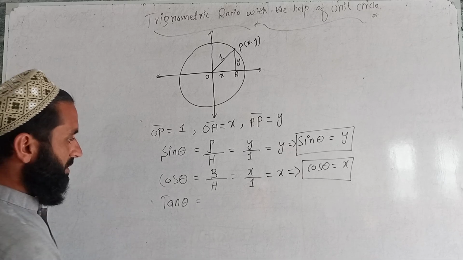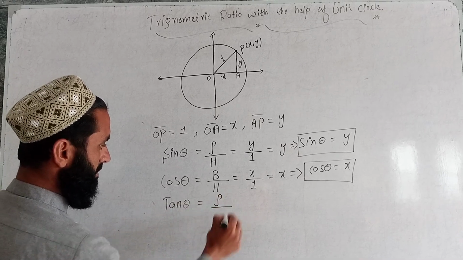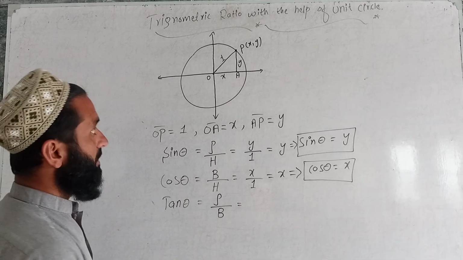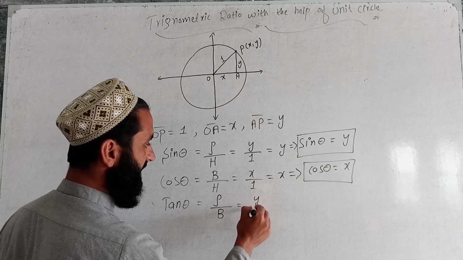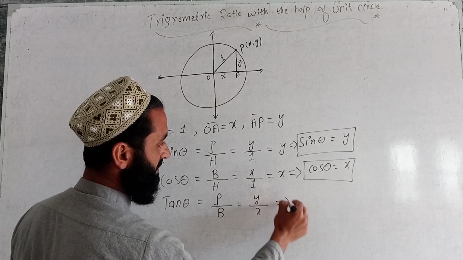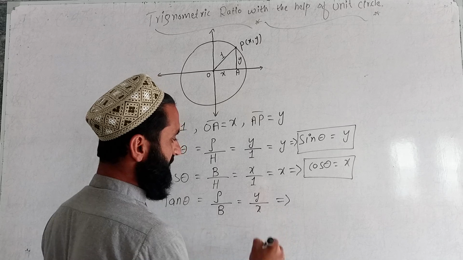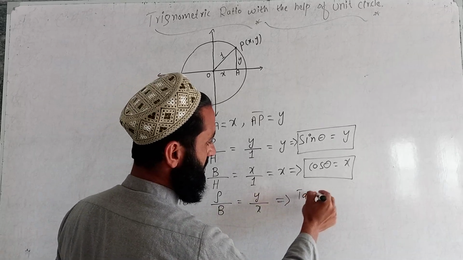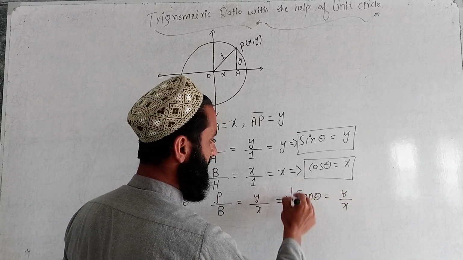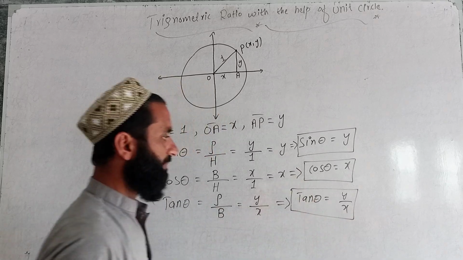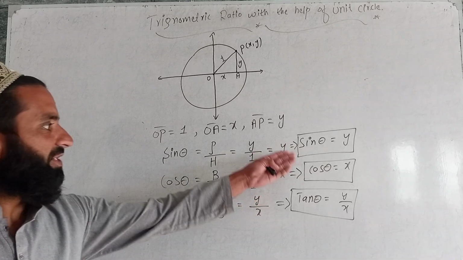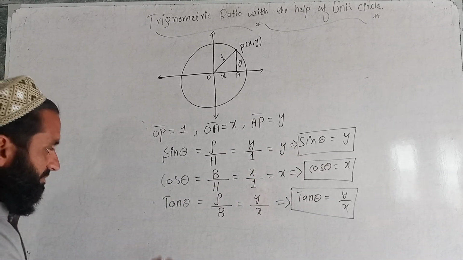Now tangent theta is equal to perpendicular divided by base. So perpendicular is equal to y, base is equal to x. So this implies y divided by x, which is y by x. So tangent theta is equal to y divided by x.